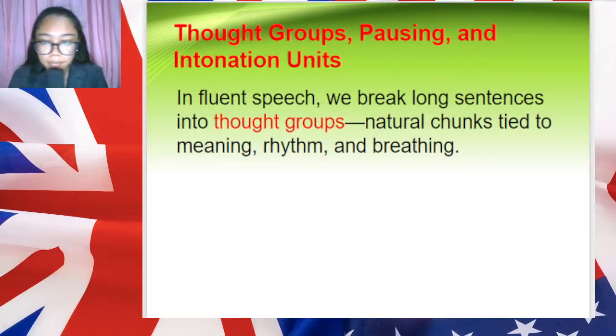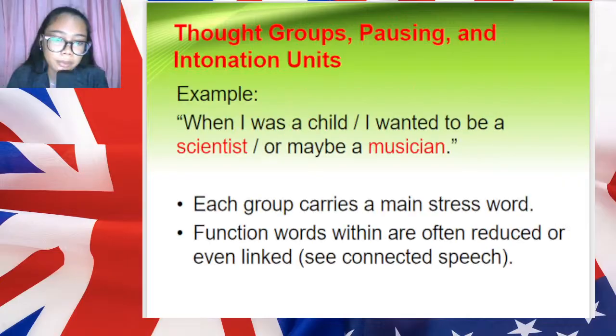Let's look at another example to solidify our understanding about thought groups. This example shows how spoken English flows in rhythmic blocks of meaning, not in one continuous line. So let's unpack what's happening when we speak a sentence. Like here: when I was a child, I wanted to be a scientist or maybe a musician. Again, when I was a child, I wanted to be a scientist or maybe a musician. So we don't say this all at once.